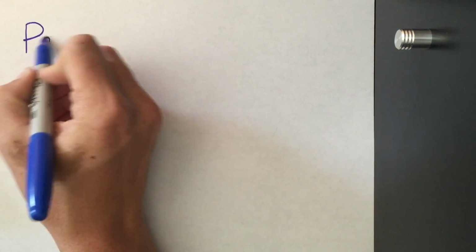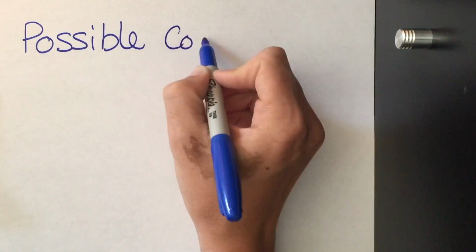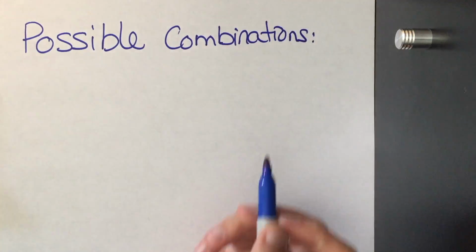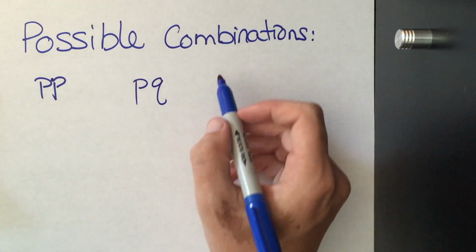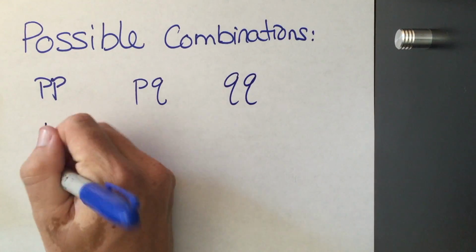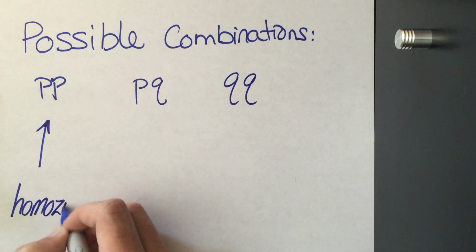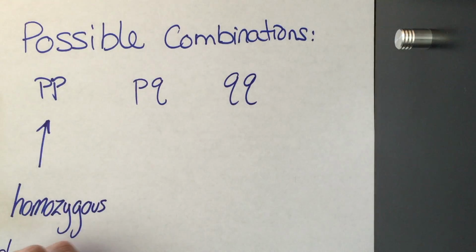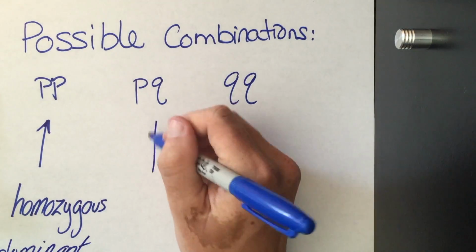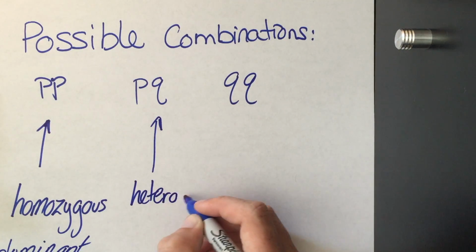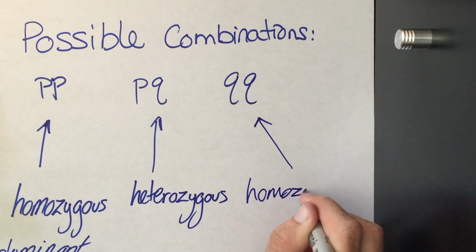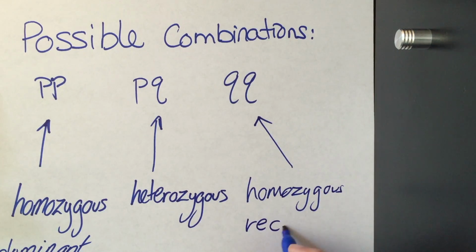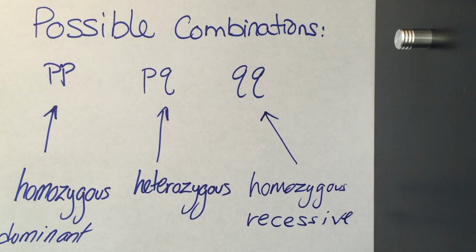Since each individual has 2 alleles, there are 3 different possible combinations. There's PP, PQ or QP, and QQ. PP is referred to as the homozygous dominant. PQ or QP is heterozygous, one of each. And QQ is the homozygous recessive. We will use these terms again later in the video.